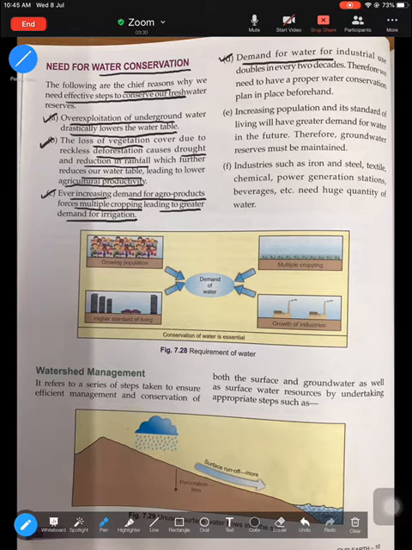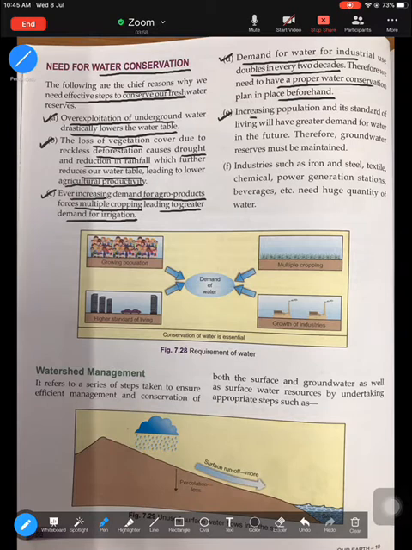Fourth, demand for water for industrial use doubles in every 2 decades. Therefore, we have to have proper conservation beforehand. Because of the rapid increase in population, industries are growing, and these industries demand water, and the demand from these industries is rising every decade, every year there is an increase in the amount of water demanded by the industry. So we must ensure water conservation is done effectively.